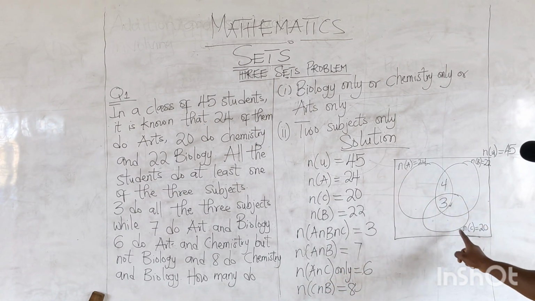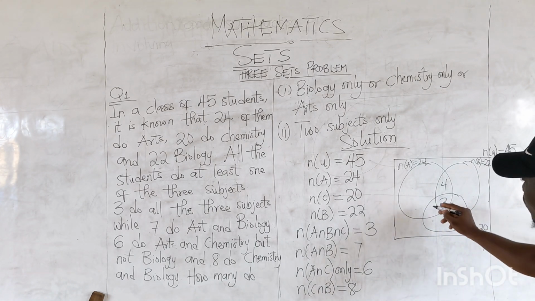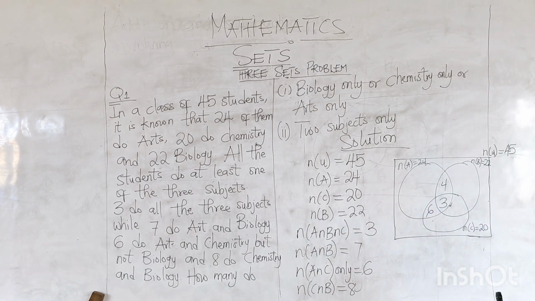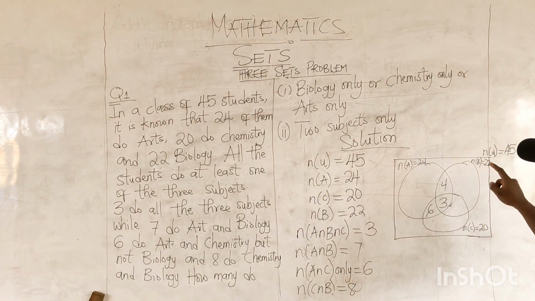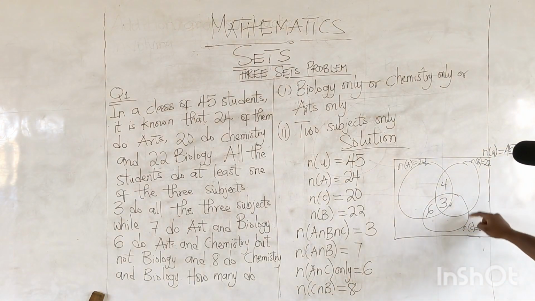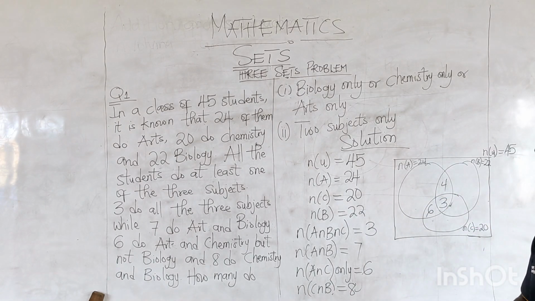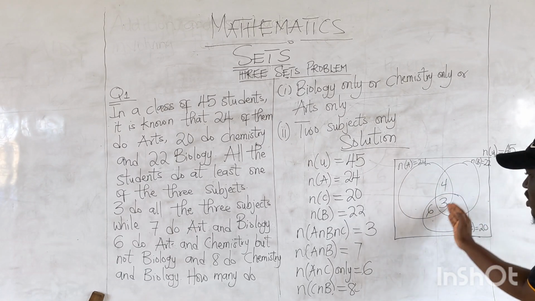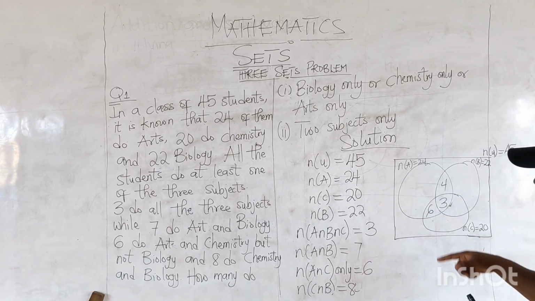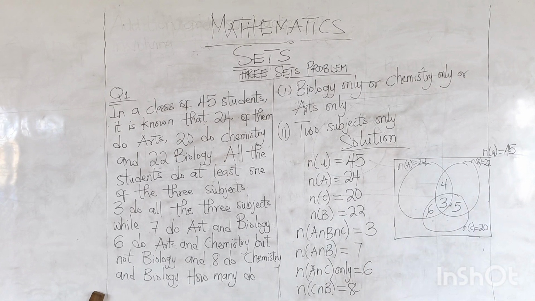A intersection C only is only this region without the intersection of the 3. So we are going to put all the 6 there. And then C intersection B is all this region, including the intersection of all the 3. Therefore, if it is 8, and out of that 8 a portion of it is 3, what will be the rest? That would be 8 minus 3, and that should give me 5. I believe you have gotten it.